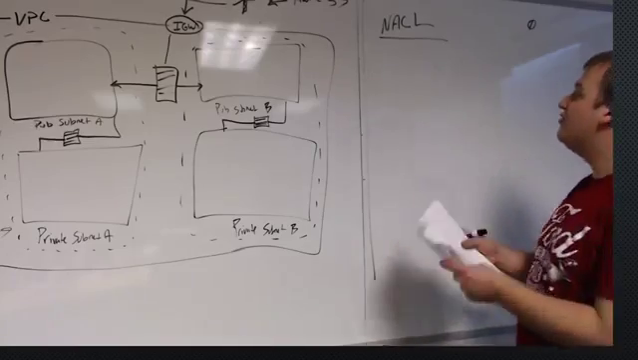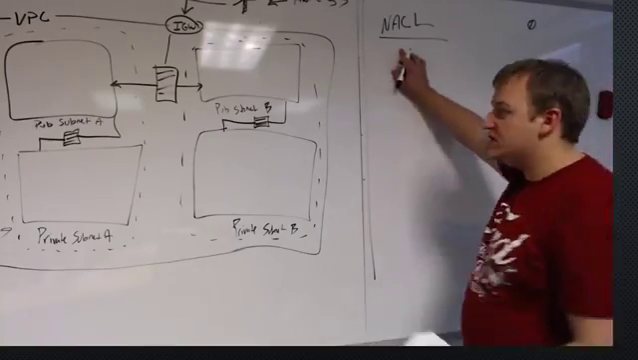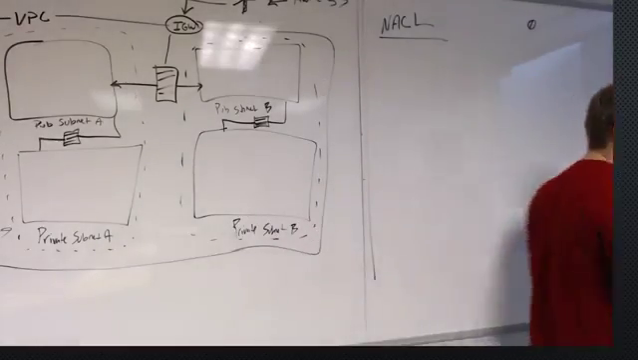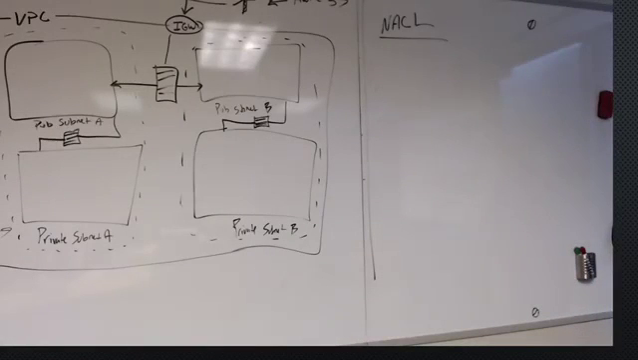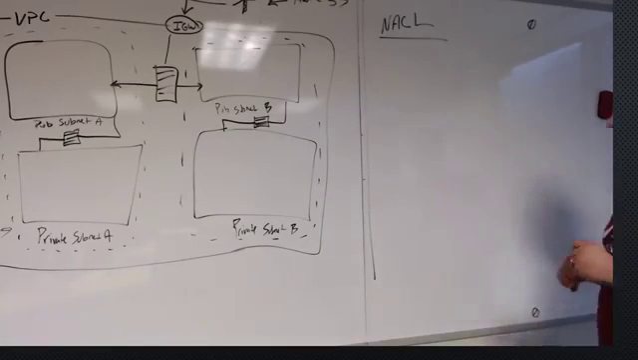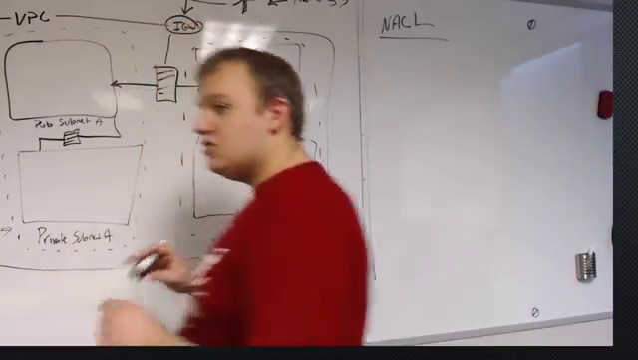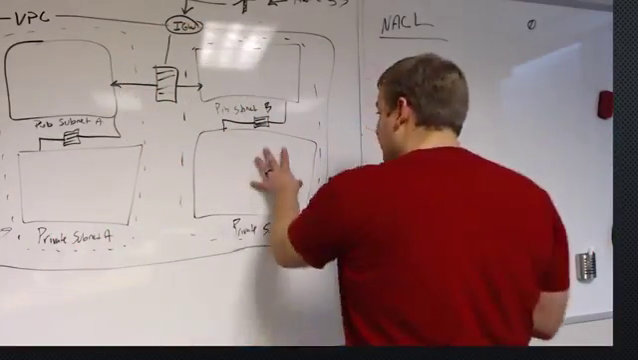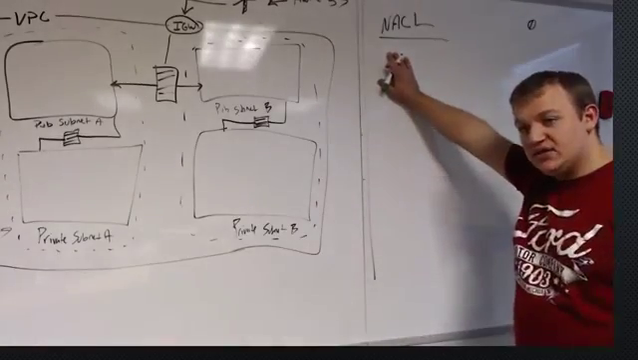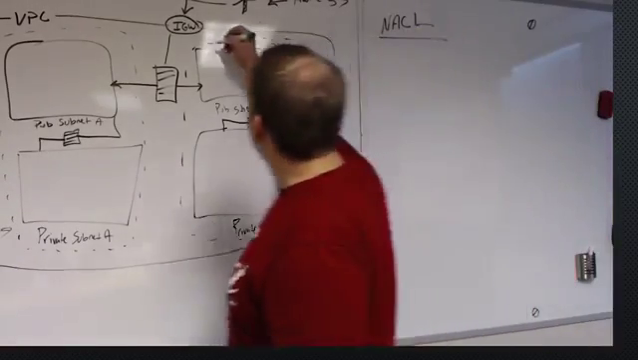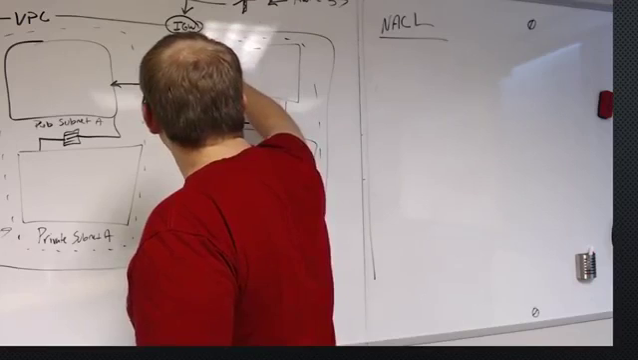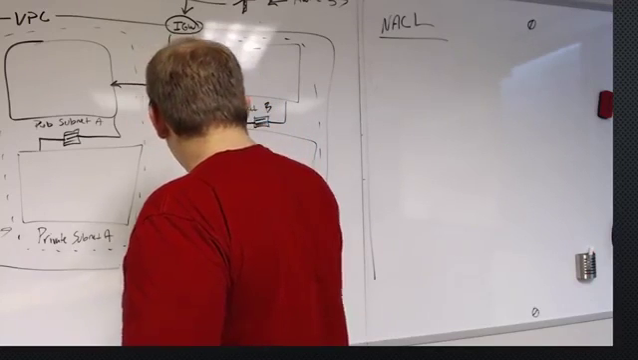Let's say that we have a network access control list. Network access control lists are at a subnet level. So I may want to control the traffic that can get into my subnets by a network access control list. So let's wrap my network access control list around these subnets.